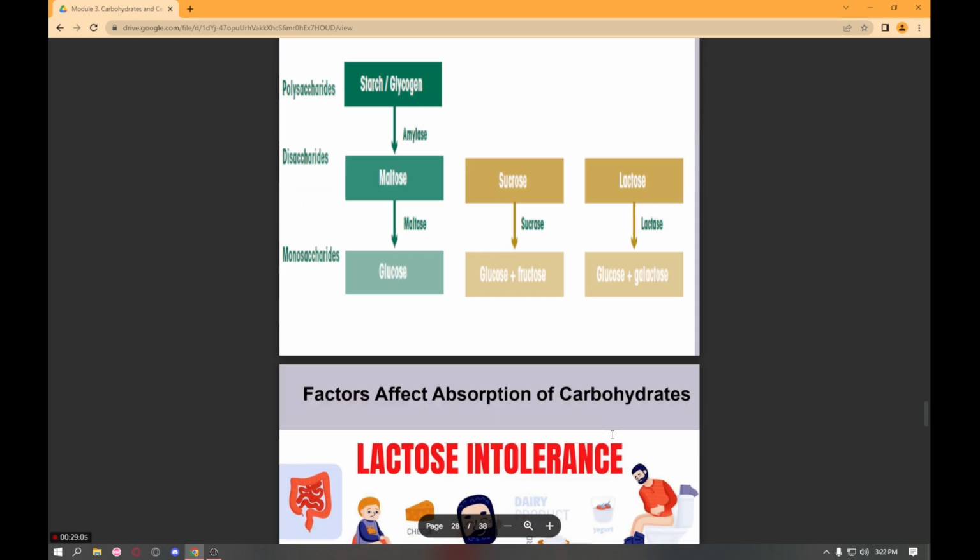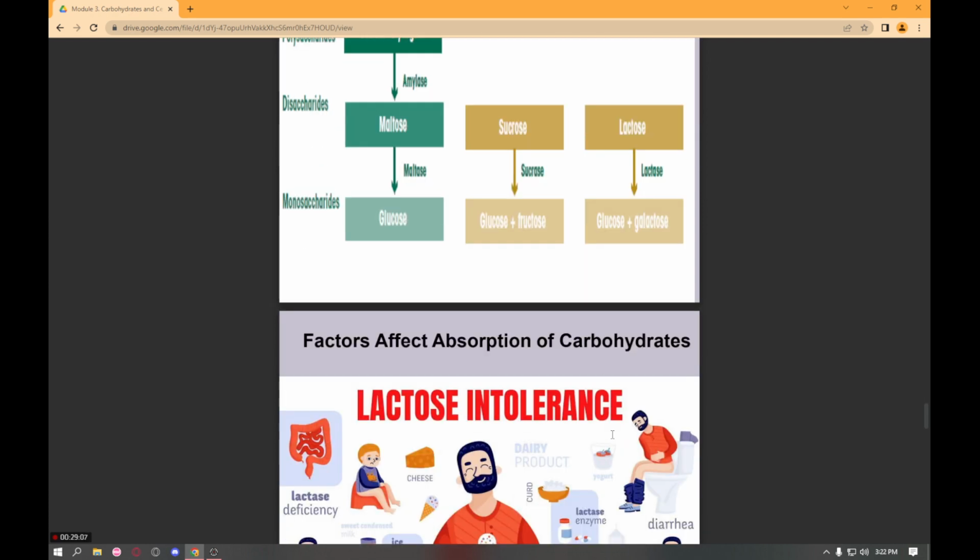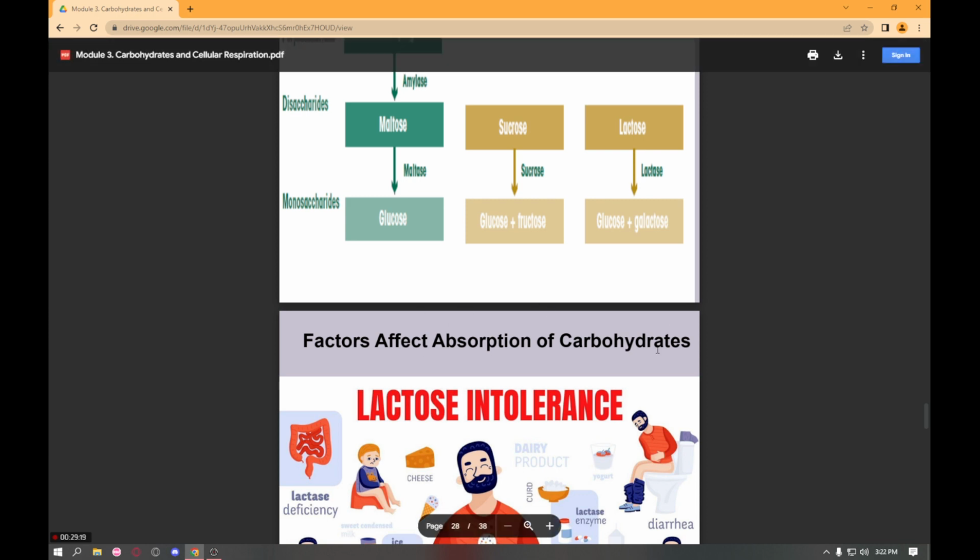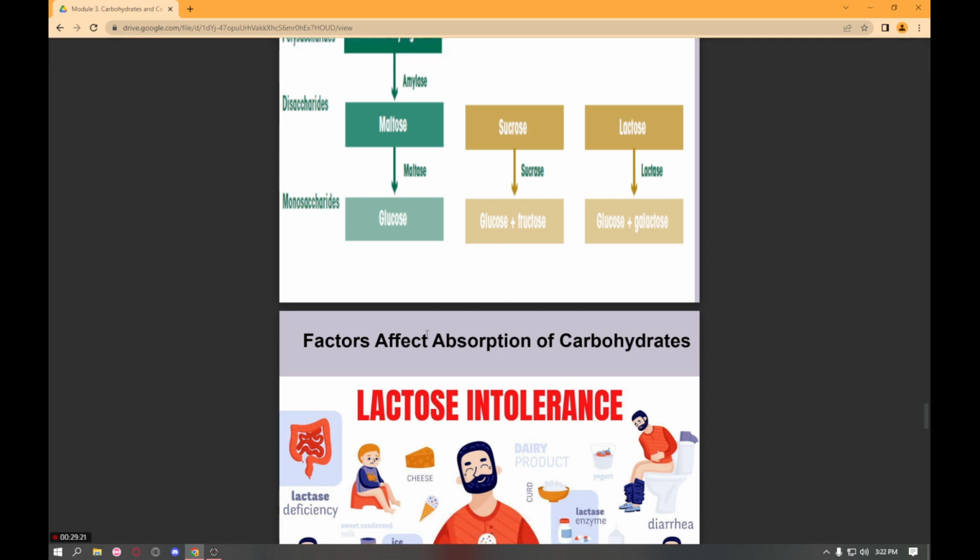Okay, class. So what are the factors that affect absorbed carbohydrates? It doesn't mean that we have a digestive process, but we also need other factors that affect the absorption of your carbohydrates. Absorption means that before it is distributed to the different cells of the body, it is necessary to be absorbed by the body. But not all are absorbed by the body.